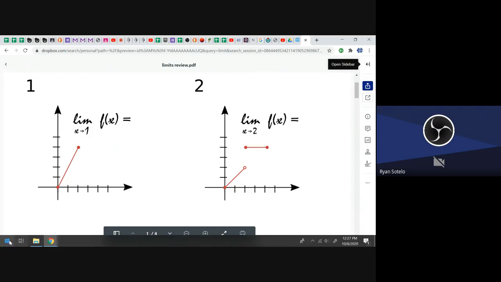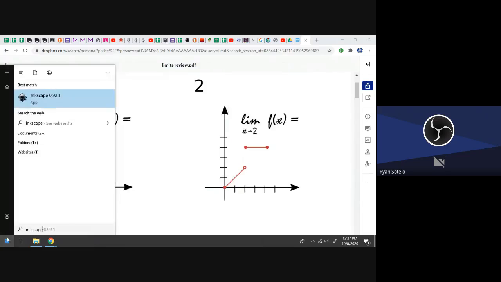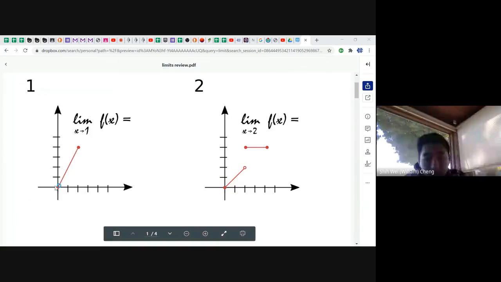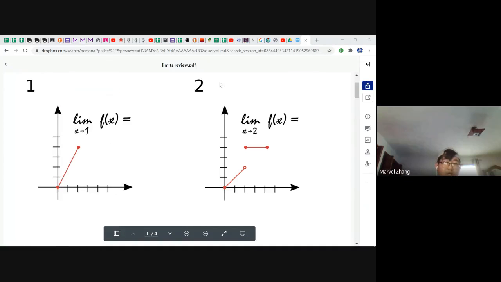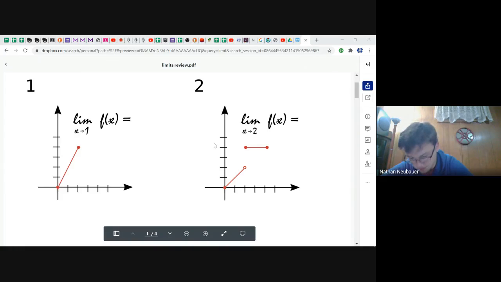and you just let me see if I can pull up Inkscape. Morty, gotta go. Bye, Morty.